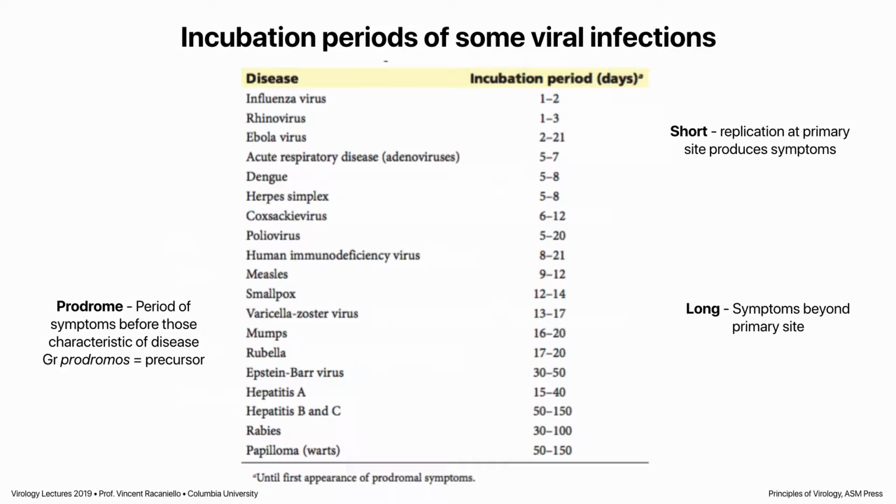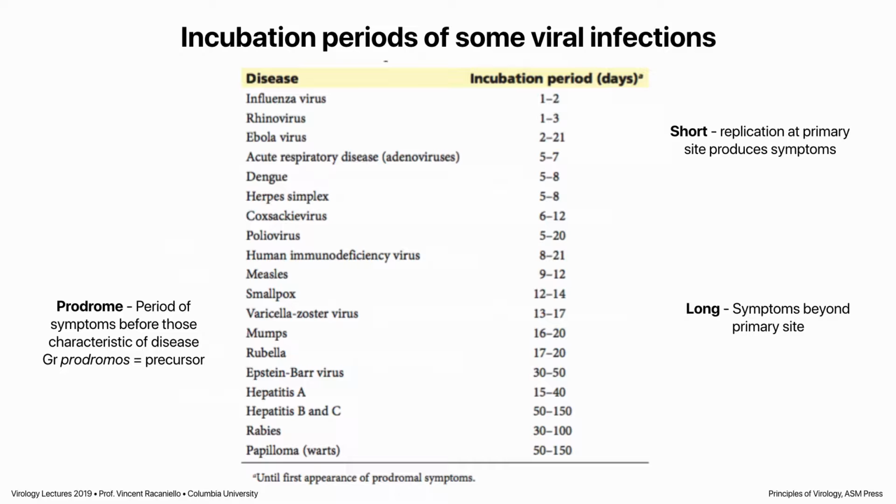And in general, but not always, when the incubation periods are short, that means the virus doesn't have to go far to cause the symptoms of the disease. So in a respiratory infection, the virus enters the respiratory tract, it replicates there, and it's able to cause symptoms quite rapidly. And for long incubation periods, typically, again, but not always, it means that the virus has to travel somewhere else to cause the symptoms.